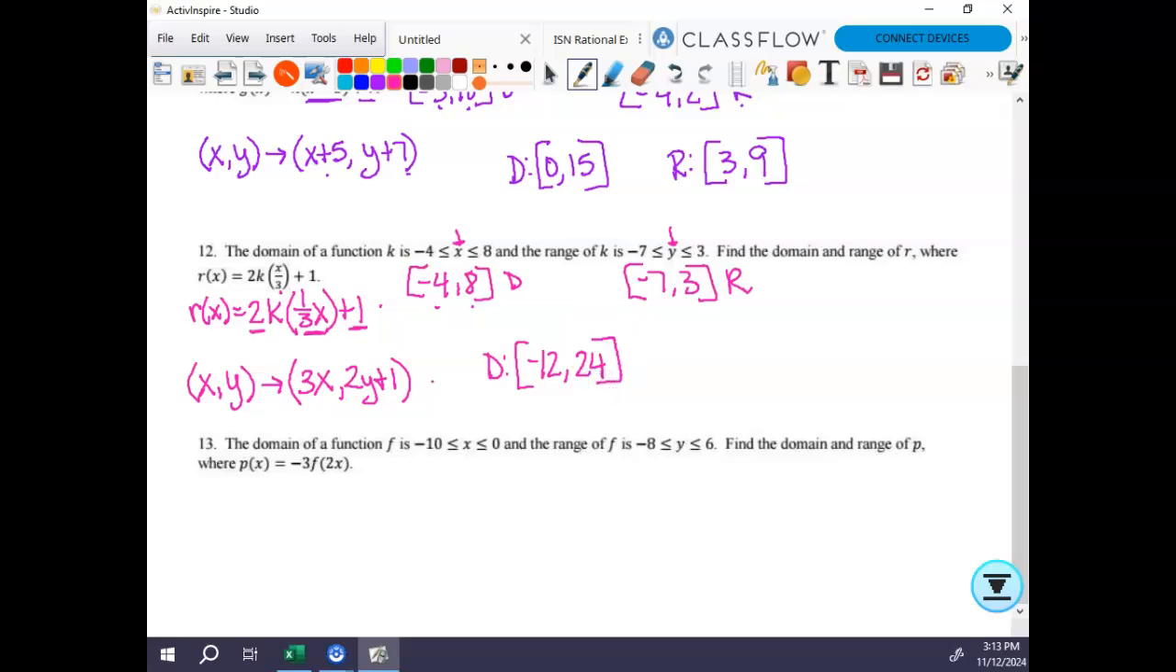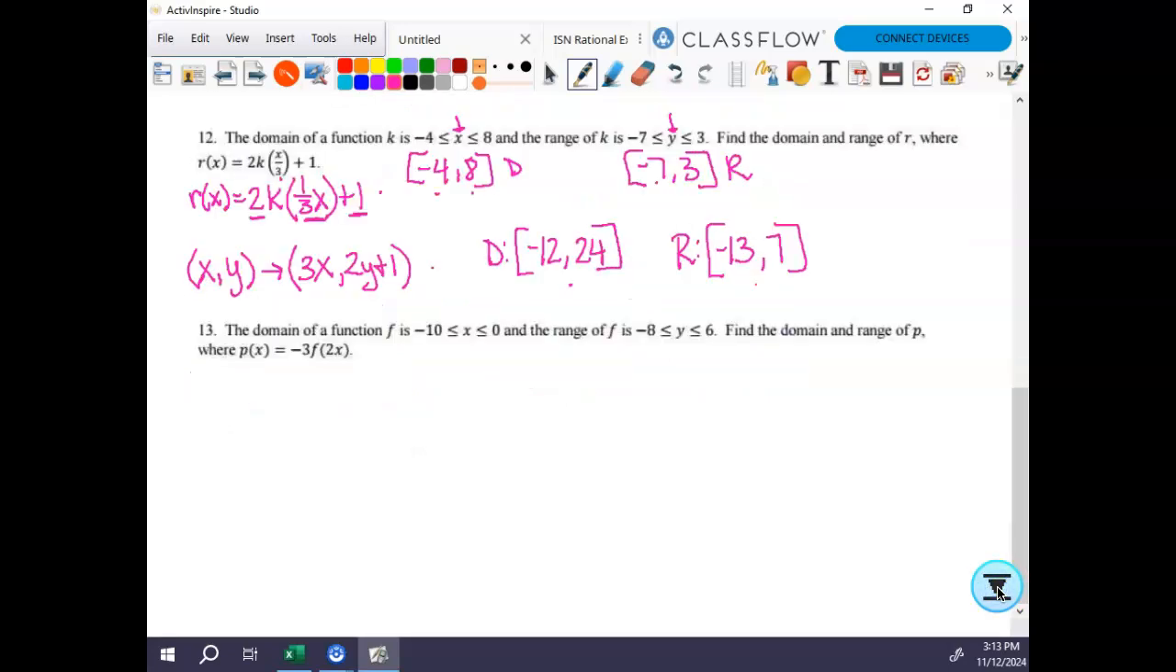And then for my range, I need to multiply each number by 2 and add 1. So that would be negative 14, which is negative 13. And then 6 plus 1 is 7. And what I failed to say is for all of these, you need to make sure after you write them that they make sense, that they are going from least to greatest. If not, all you have to do is flip them around. That's it. Okay. All right.